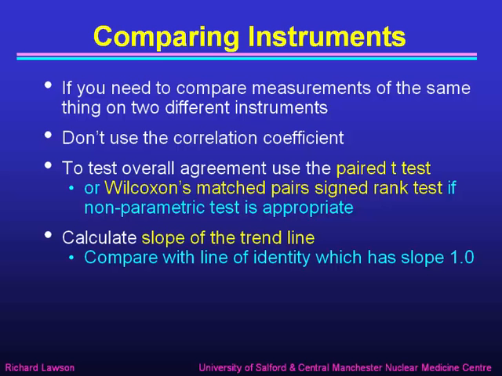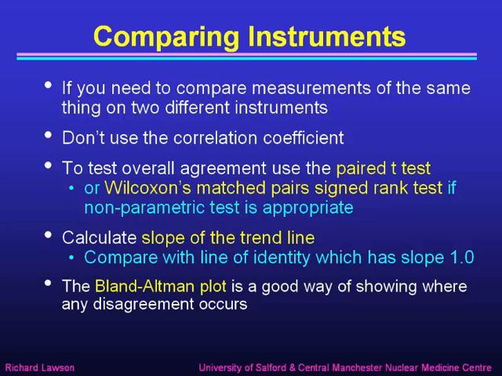But another way is to look at the slope of the trend line. In that example I just showed you, the trend line had a slope of 0.75, which is very much less than the slope of the line of identity, which is a slope of 1, and that was clearly brought out by putting the line of identity on the same plot. All of those are ways of showing that there is disagreement between the two measurements. Another way of doing this is the Bland-Altman plot. In fact, this is an ideal way of showing if there is any disagreement, where it occurs.